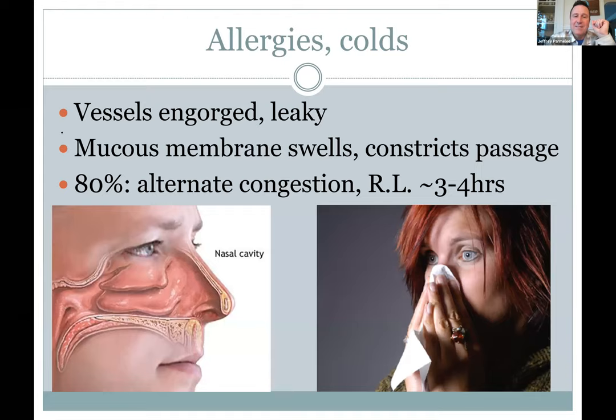And there's an idea here, you can look it up if you want, that in about 80% of people, your nostrils alternate right and left, like every few hours. One side is congested and you breathe through the other side. I don't know, it's a kind of cool idea. We're not sure what causes this alternate congestion.